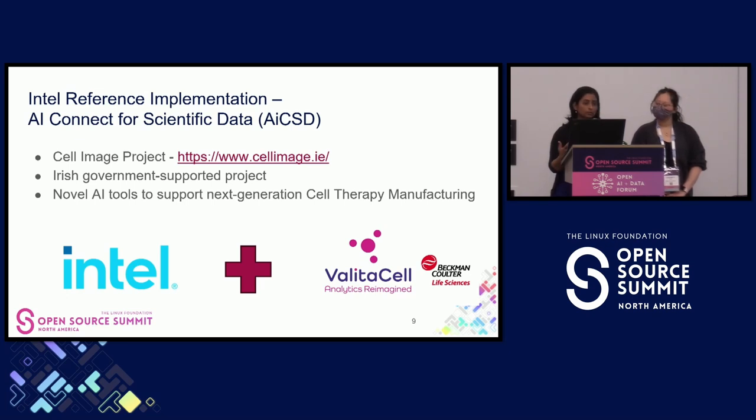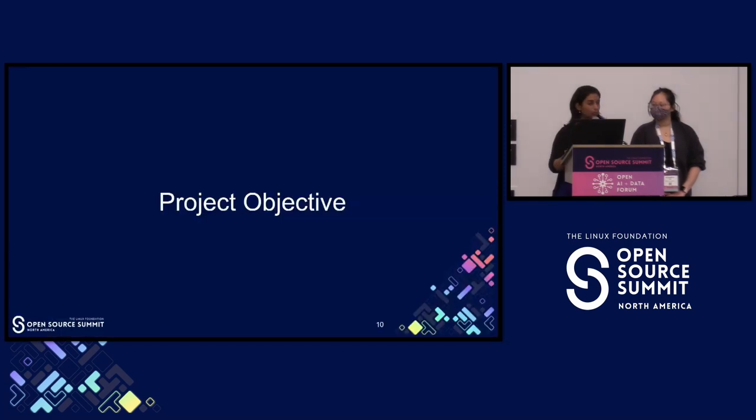So we collaborated with this company called Valita Cell, who specialize in building models for cell analytics. Valita Cell recently got acquired by the pharmaceutical company Beckman Coulter Life Sciences. What we developed was this infrastructure which would help us process all these AI pipelines at the edge using the models which were developed by Valita Cell. So that brings us to the project objective.